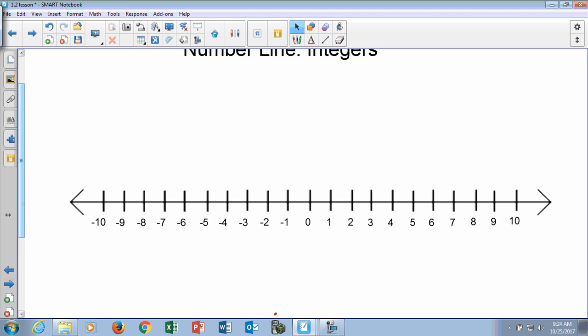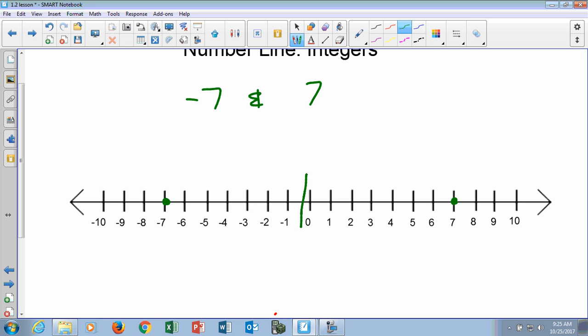So here is a number line. All right, I want you to compare these two numbers. I want you to graph it. So 7 obviously goes where? It's to the right of 0, right? And there's -7, right? So this is kind of the important area.